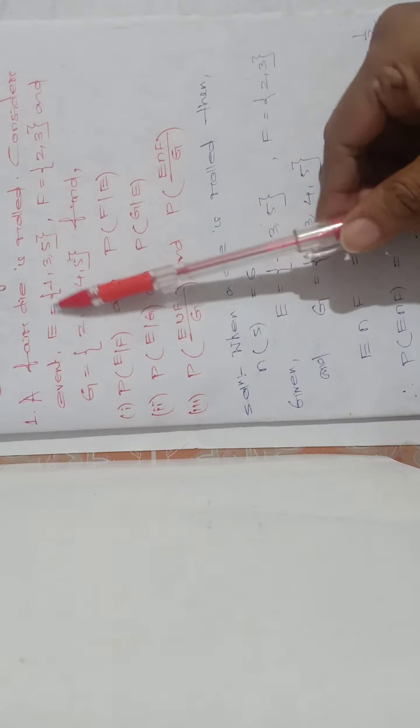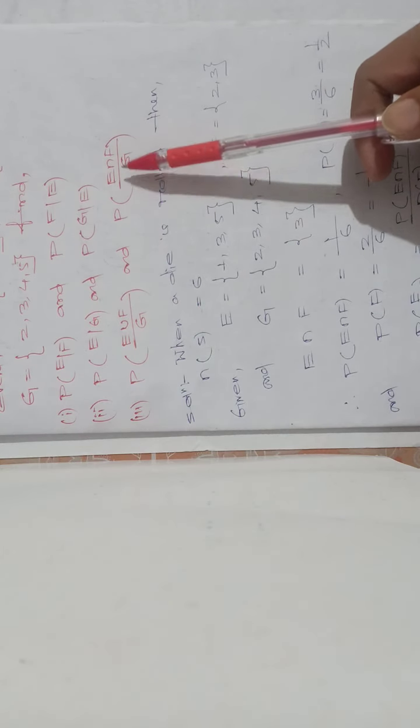Question 1 is: a fair die is rolled. Consider an event E equal to {1, 2, 3} and F equal to {2, 3} and G equal to {2, 3, 4, 5}. We have to find, first, the probability of E given F and the probability of F given E. Second, the probability of E given G and probability of G given E. Third, the probability of E union F given G and E intersection F given G. So let us start one by one.